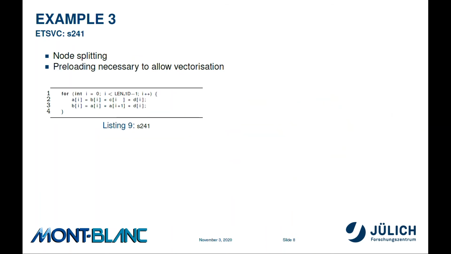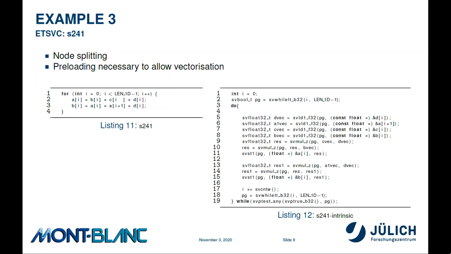Last example comes from loop S241. This loop shows the case of node splitting, where both already updated element A[i] and not yet updated element A[i+1] are needed in line 3. Compilers do not perform optimization due to reported backward loop carried dependencies. Solution to overcome this is to preload elements of the array into a vector register before performing any computation, which you can observe on the right side.